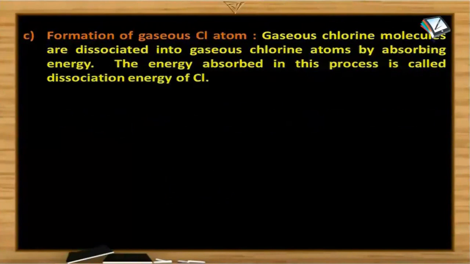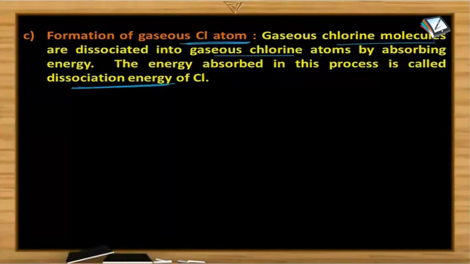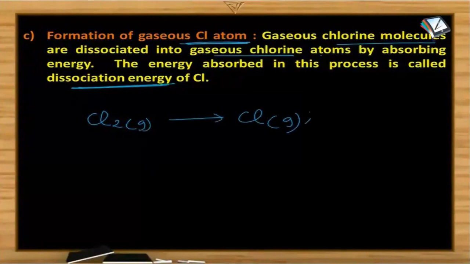Here it is. Formation of the gaseous chlorine atom first. The gaseous chlorine molecules are dissociated into gaseous chlorine atoms. As molecules are broken down into atoms, we need some amount of energy. The energy required to break these bonds we call dissociation energy. So the energy absorbed in this process is called the bond dissociation energy of chlorine. When we take chlorine in the gaseous form, it is to be broken in order to get the individual chlorine atoms. The energy required for this process is called the dissociation energy.